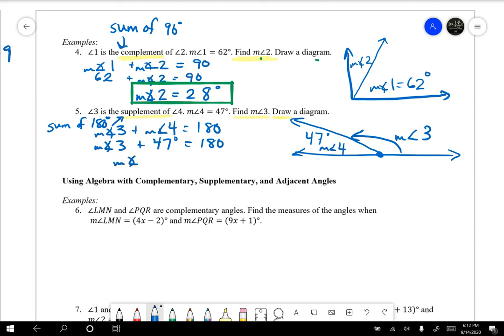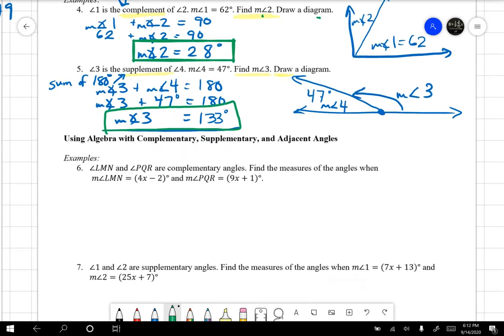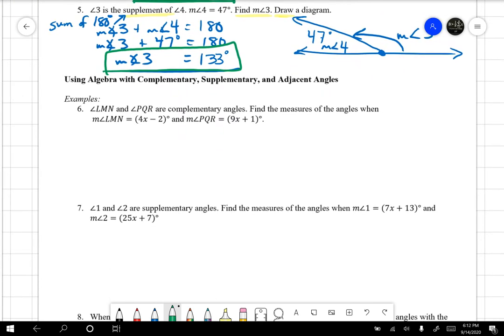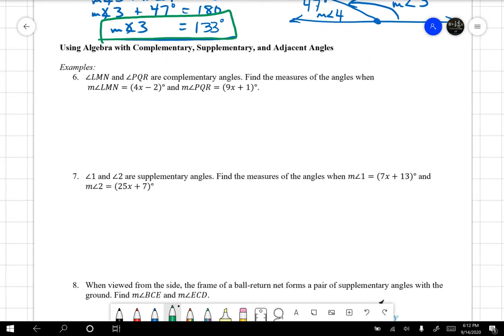I'm going to subtract 47 from both sides, and I get 133 degrees. Well, might as well make it my pretty green color. Okay, box. I'm done with that. Now I'm going to move upward to do 3 more examples, 6, 7, and 8.